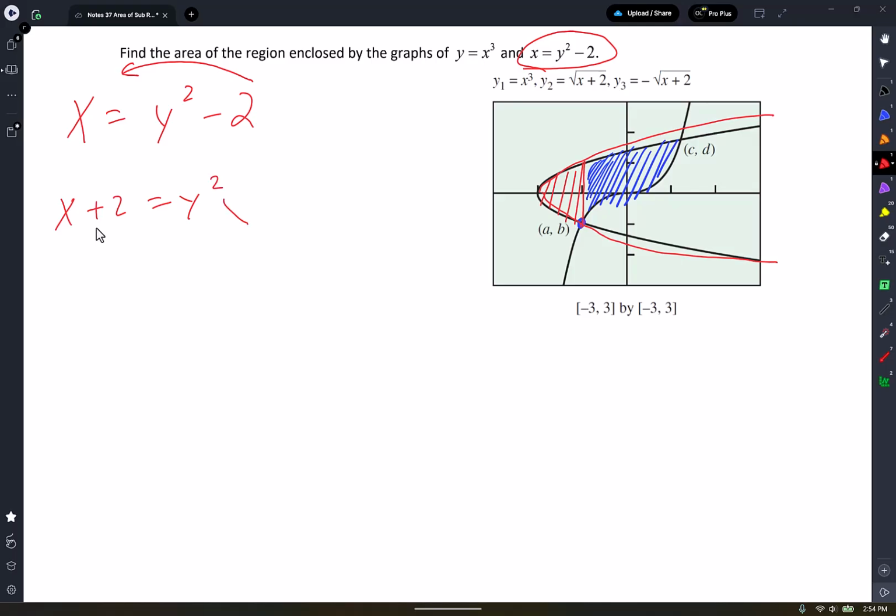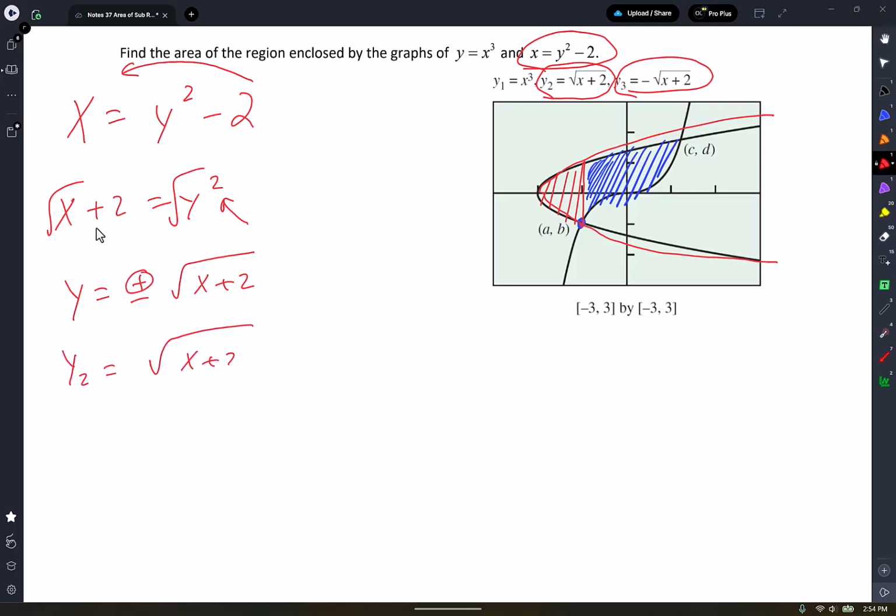And how do I get rid of that square there? Square root. Now remember, y equals plus minus square root of x plus 2. So that's why they have this as y2 and this as y3. Let me explain. If I go y2 equals square root of x plus 2, that's going to create this part. Here's negative 2, because that's a horizontal shift 2 to the left compared to y equals square root of x. And then boom, so here's y equals square root of x, and then bam, like that.